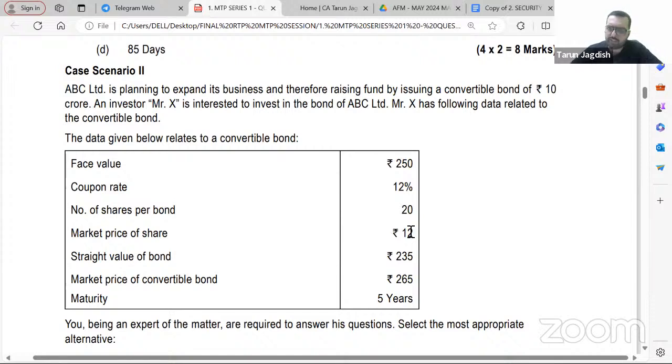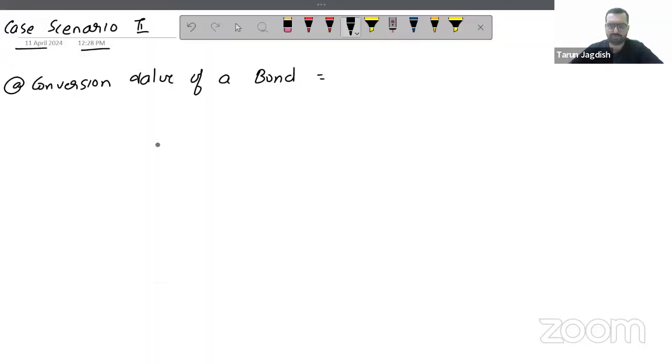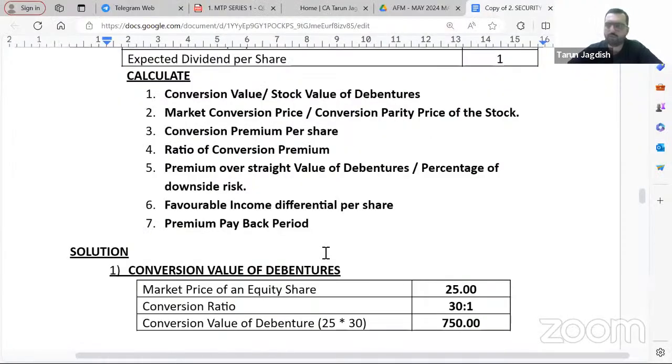So price of one share is 12. If I convert, I will be getting 20 shares, correct? So it will be 20 into 12. 20 rupees, 20 conversion into 12 rupees. Am I right? Do you get the answer as 240 rupees over here? Correct? Yes, sir. That is called the conversion value of the bond.